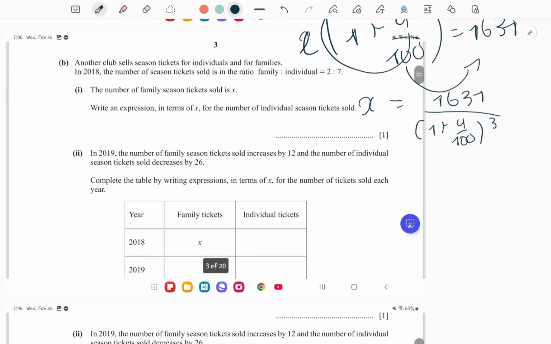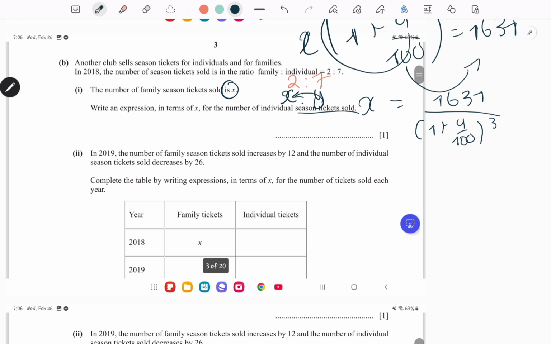Another club sells season tickets for individuals and for families. In 2018, the number of season tickets sold in the ratio of families to individual is 2 to 7. Okay, keep this in mind. The number of family season tickets sold is x. Write an expression in terms of x for the number of individual season tickets sold. So, family to individual is 2 to 7. So, family tickets sold is x. X to the number of season tickets sold, but for who? For the individuals.